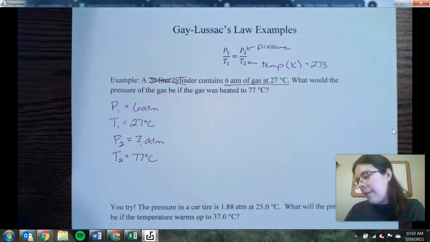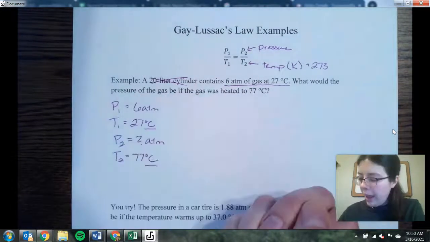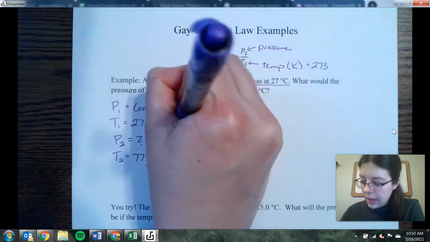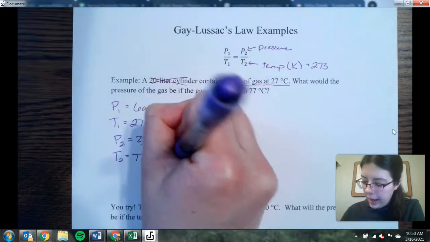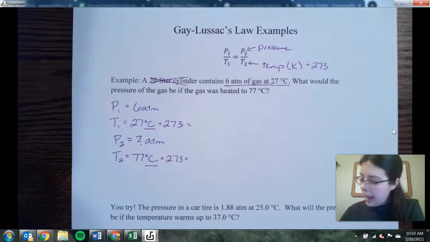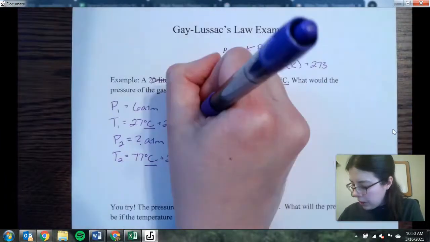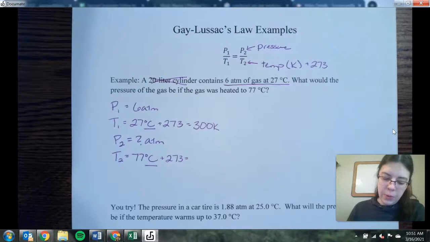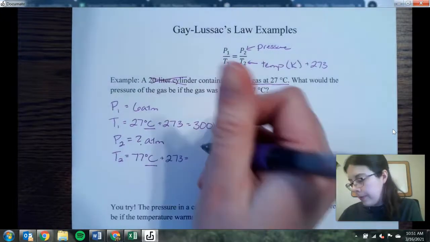Now, in this case, I do have Celsius and not Kelvin. So I'm going to go ahead and add 273 to both of those values to get their counterpart in Kelvin. Okay, so 27 plus 273, that gives me 300 Kelvin. And 77 plus 273, that gives me 350 Kelvin.